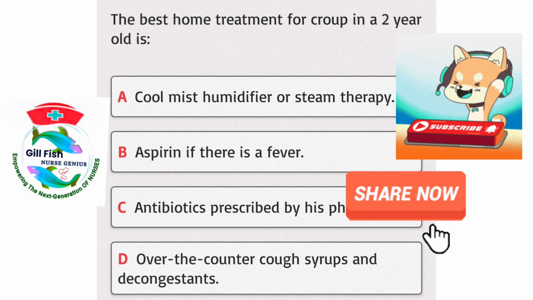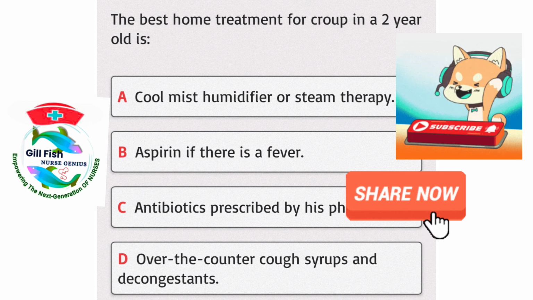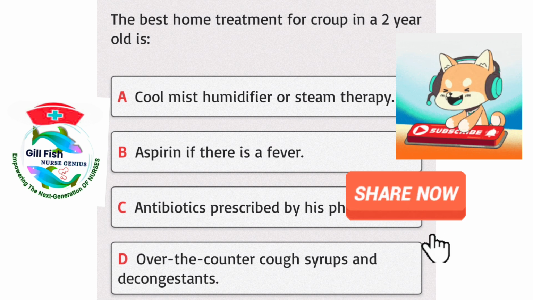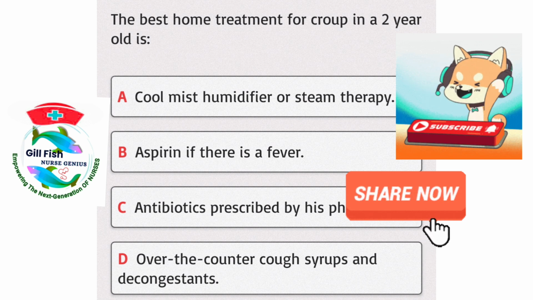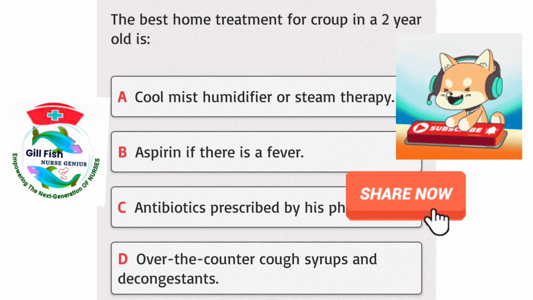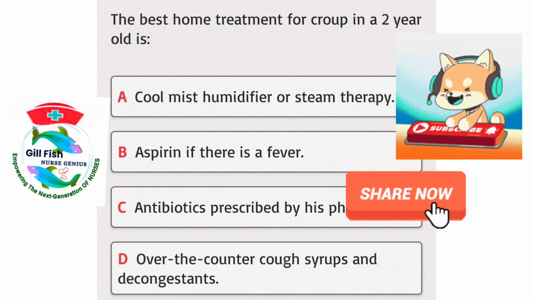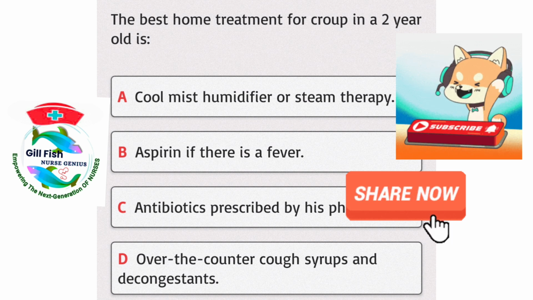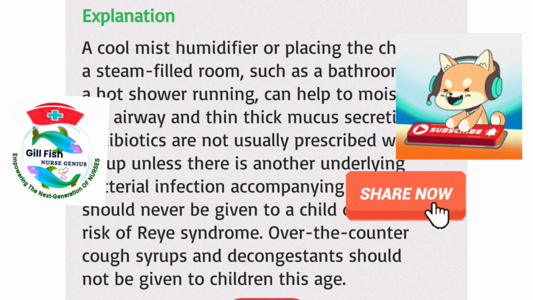The best home treatment for croup in a 2-year-old is. Croup is one type of throat infection. Do you got it now? Option A, cool mist humidifier or steam therapy. Option B, aspirin if there is no fever. Option C, antibiotics prescribed by his physician. Option D, over-the-counter cough syrup and decongestant. So what could be the correct answer for this question? The correct answer is cool mist humidifier. Option A will be the correct answer.